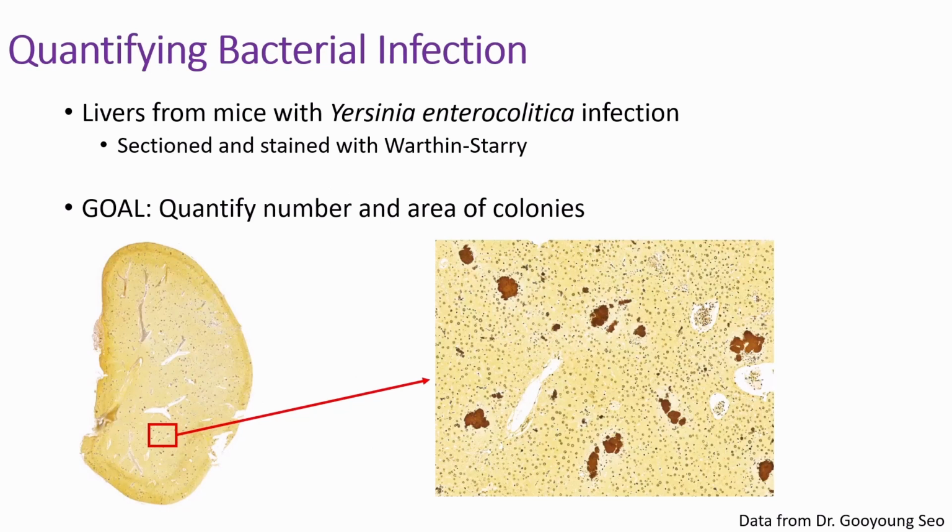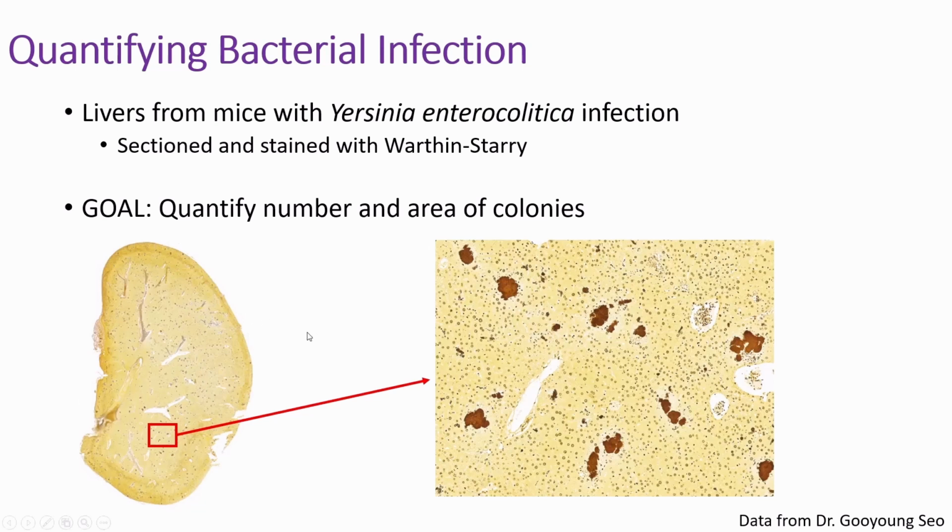All right, let's get into some deeper analysis. I want to talk to you about a project where we were trying to quantify bacterial infection. We had mice infected with Yersinia, and we took their livers and sectioned and stained them with Warthin-Starry, which is a silver stain. And our goal was to quantify the number and area of colonies in these livers.